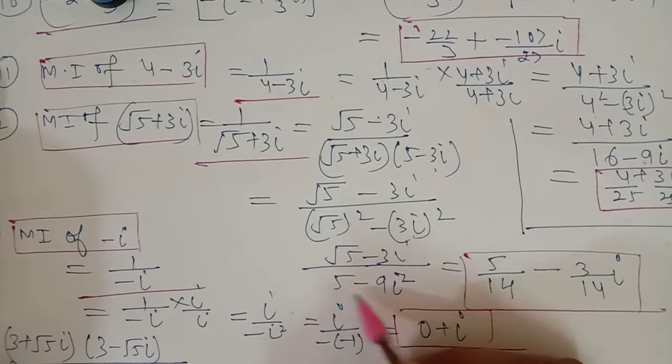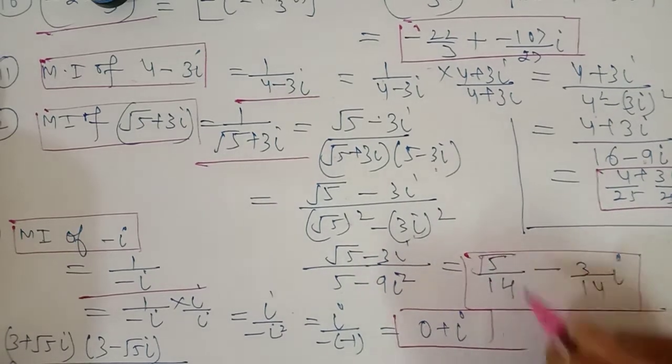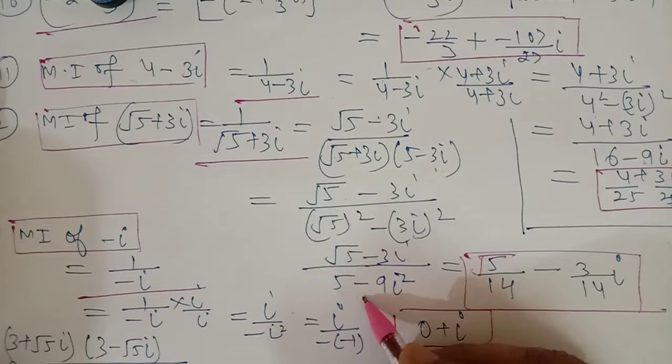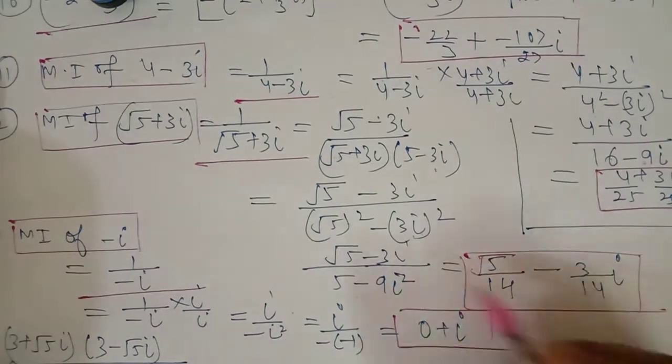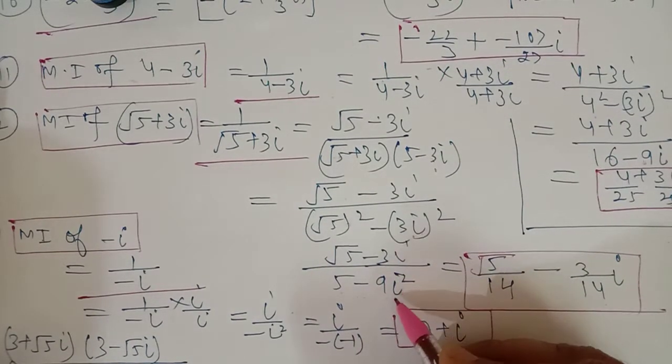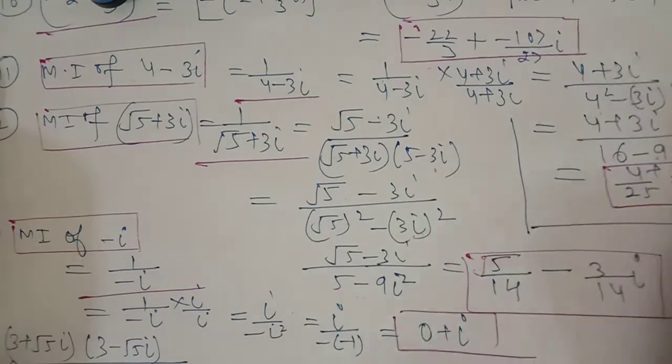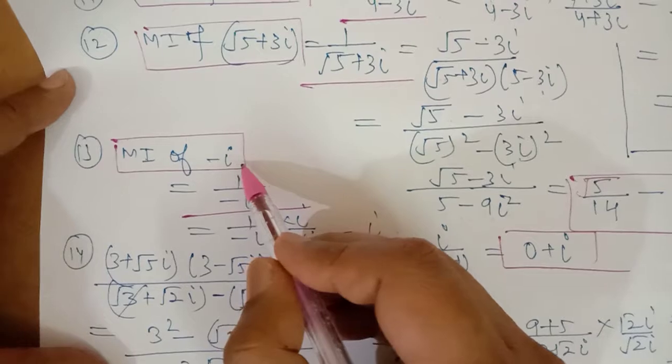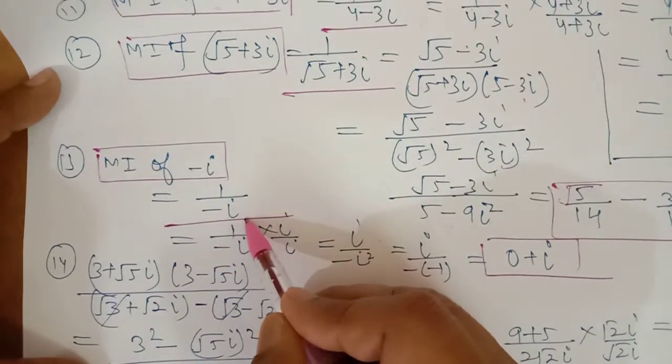So it comes out to be 5 plus 9, that is 14. So root 5 upon 14 is the real part of this, and 3 upon 14 will be the imaginary part of this, minus 3 upon 14. I square is minus 1, so 5 plus 9 it will become.